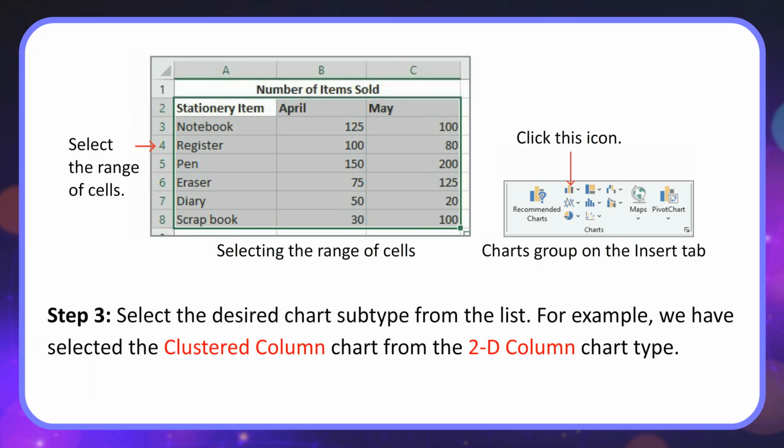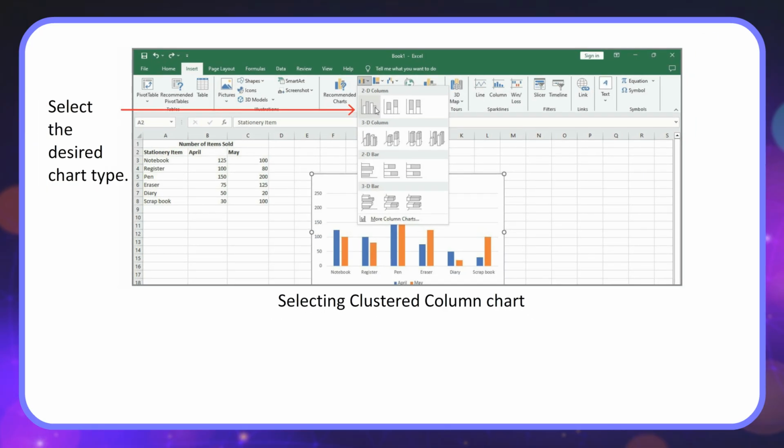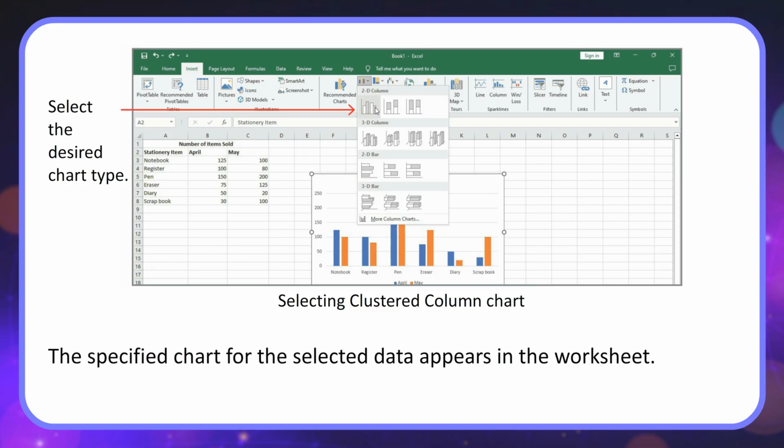Step 3. Select the desired chart subtype from the list. For example, we have selected the clustered column chart from the 2D column chart type. Select the desired chart type. Selecting clustered column chart. The specified chart for the selected data appears in the worksheet.